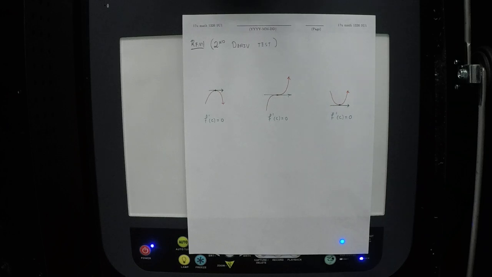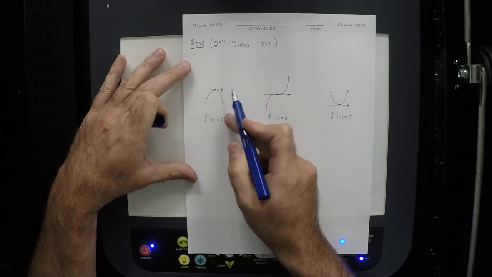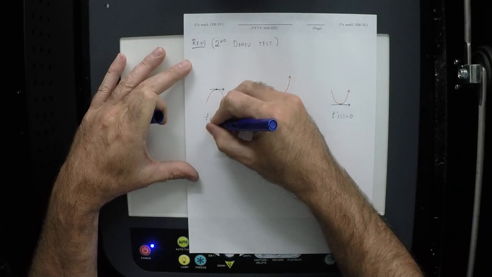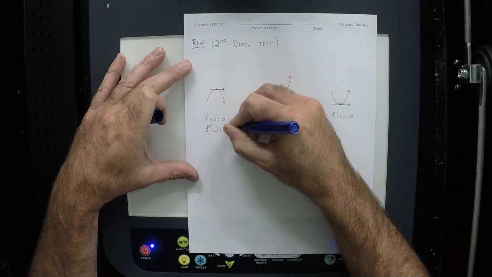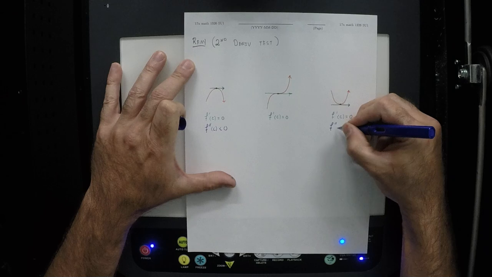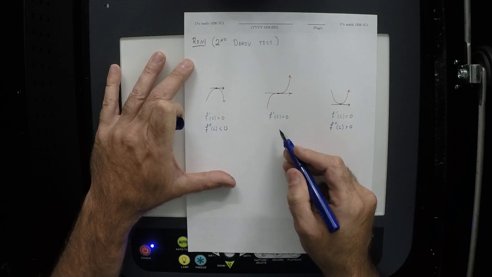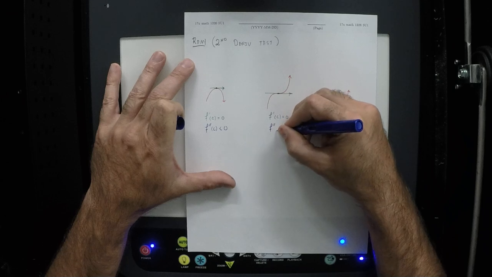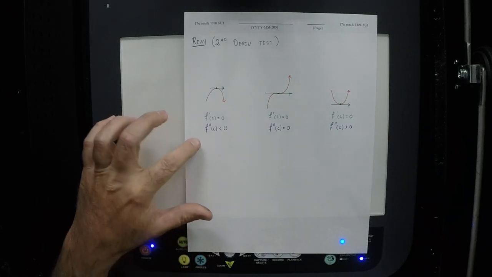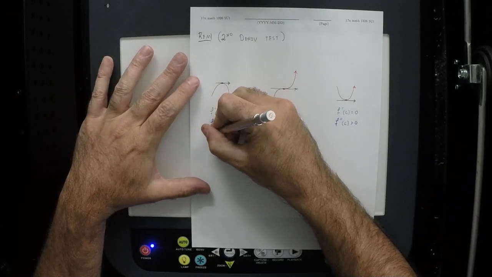But now, what about the second derivative here? So ignore the green and just look at the red. What kind of concavity is here? Negative concavity. And what kind of concavity is here? Positive concavity. And what kind of concavity is here? Zero. So, in this case, where you have a horizontal tangent line with negative concavity, this is a relative max every time.